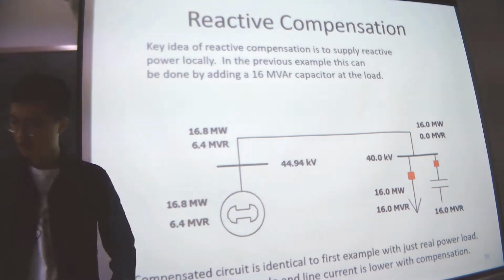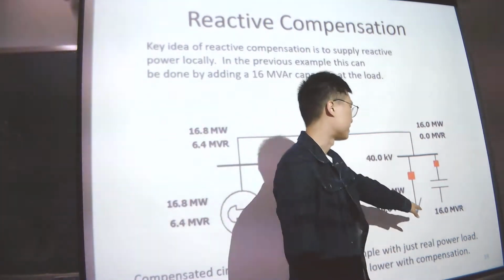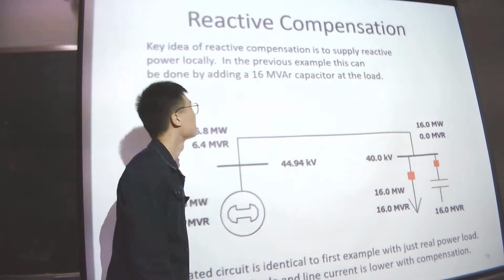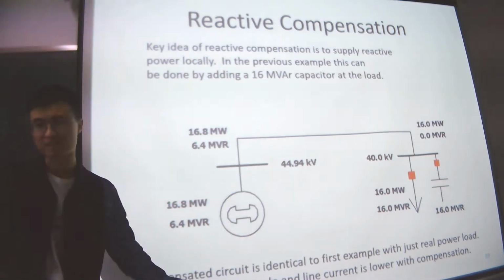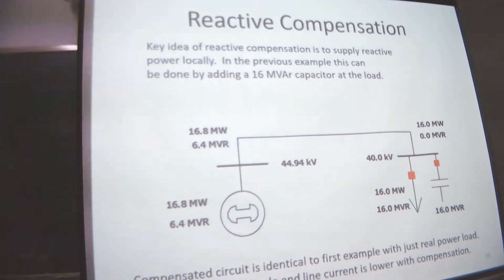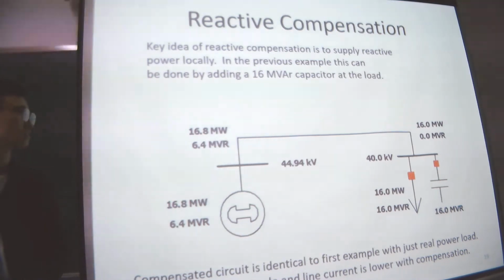So do you remember this? When should we add these capacitors here? Yeah, to provide reactive power. Do you know how this simulation works? Okay, I have one question, sir. The first bus voltage is 44.94, but the second bus is 40 kV. So is this 4.94 lost? Is the active power lost?